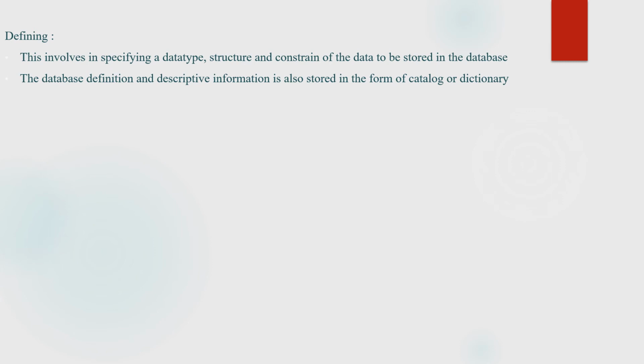Here this says defining. This involves specifying a data type. What type of data are you going to insert? Either a number, a character, a special character, or different kinds of operations, or any kind of thing it may be. To define that, you should have a well-structured data, and the constraints.